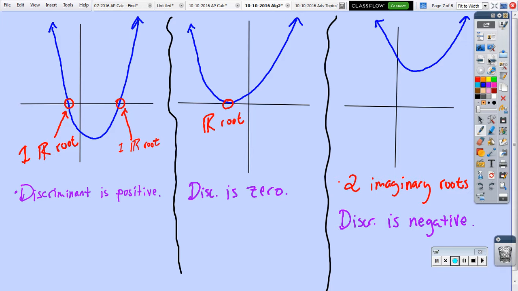In the middle here, in this scenario, we have a parabola that just touches the x-axis at one single point, where it changes direction, and this is when the discriminant is 0. Right? We have one real root, and it's got a multiplicity of 2. That's this scenario right here.